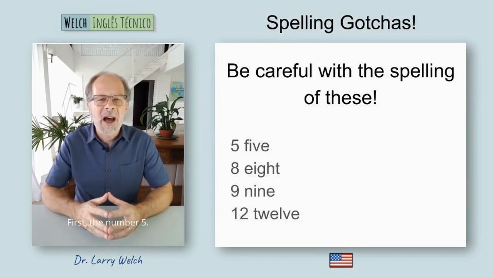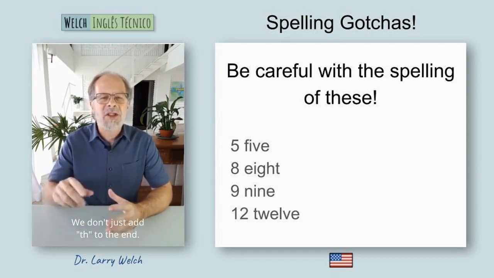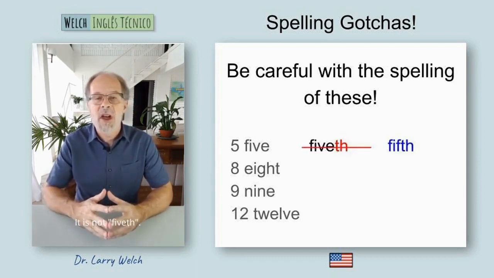First, the number 5. We don't just add th to the end. It is not 5th. Instead, the VE in 5 changes to an F. So it's FIFTH, fifth, fifth.